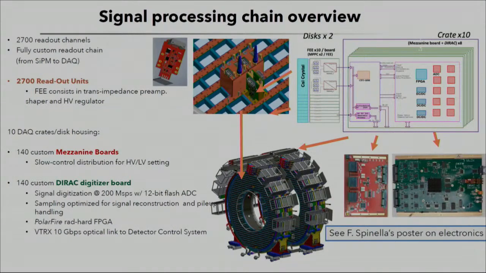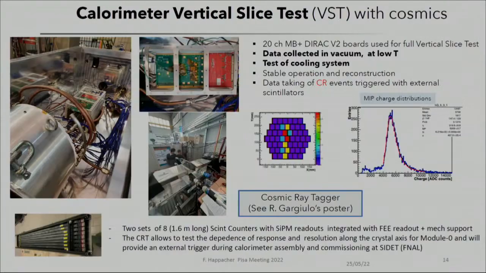The CPM signal is fed to this front-end electronic board that consists of a transimpedance preamplifier, a shaper, and a voltage regulator. Then the signal is sent to these 10 DAQ crates where we have mezzanine boards that take care of the slow control distribution and high voltage, low voltage setting, and are paired, as you can see here, to the digitizer that is a 200 megasample per second board with a 12-bit flash ADC. Of course, the sampling is optimized for signal reconstruction and pile-up disentangling. But Franco will show much more detail on this.